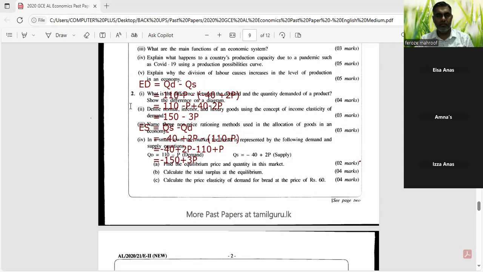You can observe here: excess demand is 150 minus 3P, excess supply is minus 150 plus 3P. So if the excess demand function is given, you can easily calculate and present the excess supply function. In excess demand the A value comes as plus, in excess supply the A value comes as minus, the initial value. Then there it is minus 3P, here it is plus 3P. Can you understand?